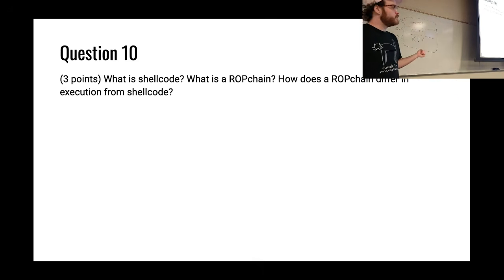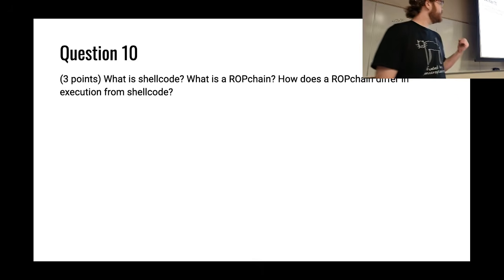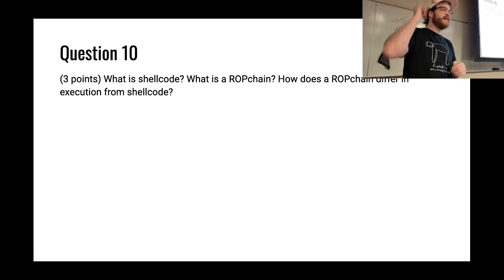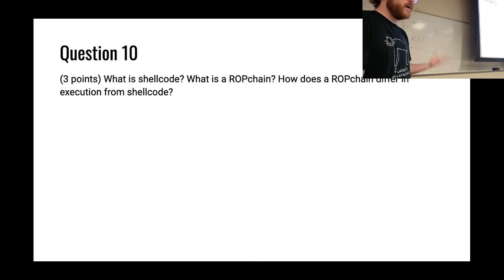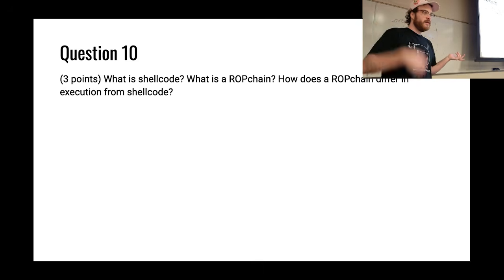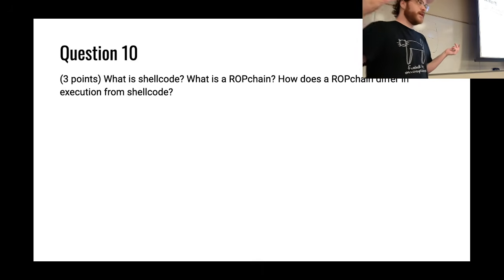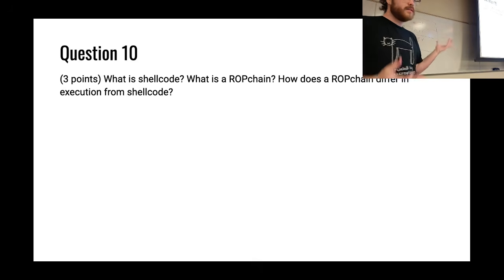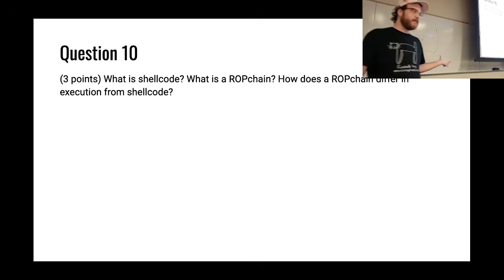And then finally, we asked about how ROP chains differ in execution. Like, how does that execution loop work? When you insert shellcode into a program, it's going to execute instruction after instruction and just keep going, right? So how does that work for a ROP chain? Does anyone want to take a stab at a rough explanation of this?